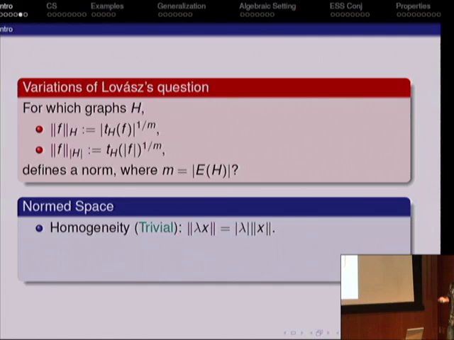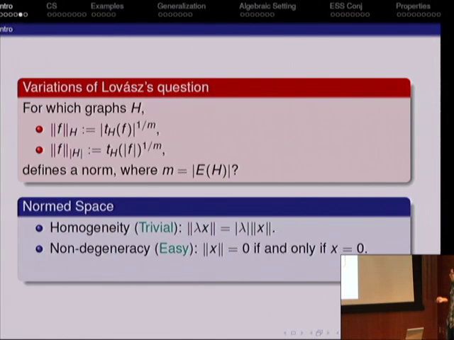Let's go over the axioms of a norm. Let me start with homogeneity. The norm function that I define is always homogeneous. So this is always satisfied. It's trivial for every graph H because of the way that I define this formula. The second axiom that I want to look at is non-degeneracy, that the only vector that has norm 0 is the 0 vector.